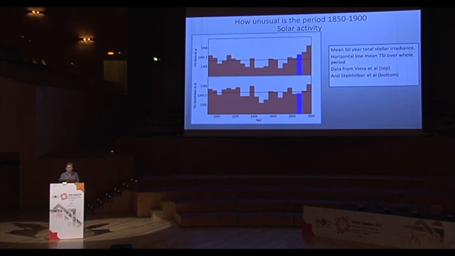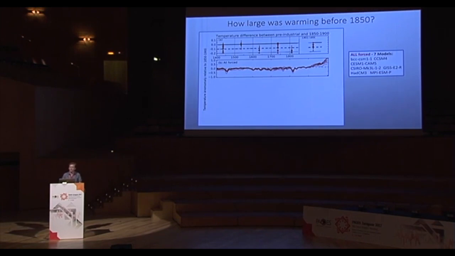The same is also true for solar. Here are two different total solar irradiance data sets, Vieira et al. and Steinhilber et al., which were used for the last PMIP3 simulations. As you can see, 1850 to 1900 is highlighted in blue. Again, perhaps this period isn't actually that unusual for natural forcings. So we're going to turn to the models.